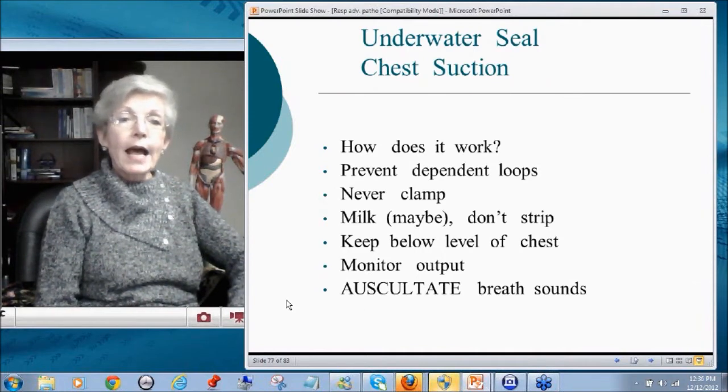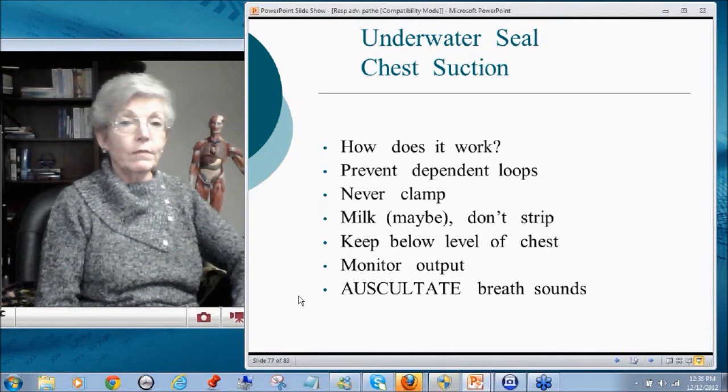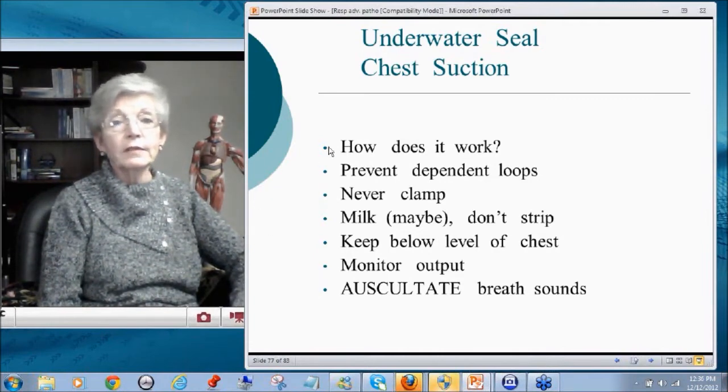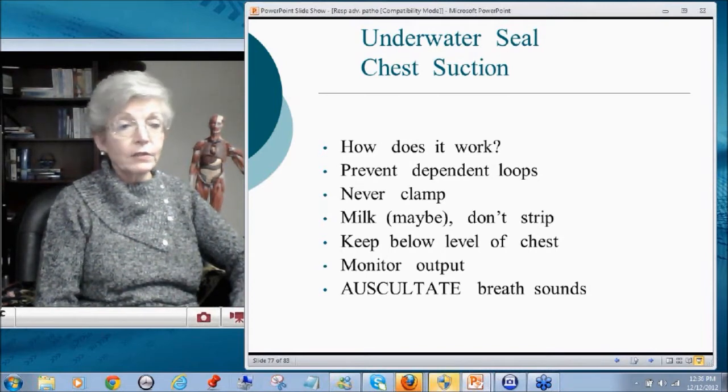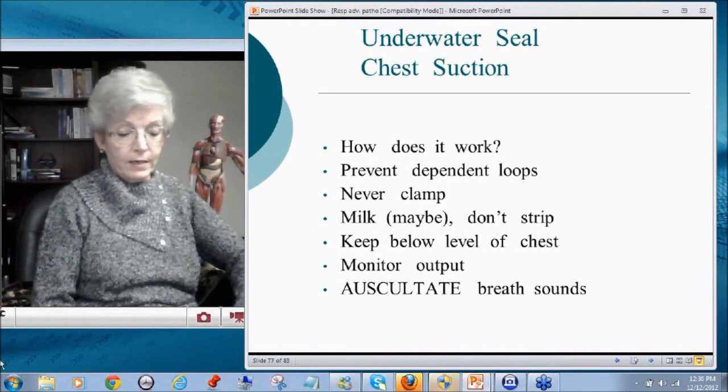So if we have things in the pleural space that need to get out, what do we do? We take it away. We suction it away. So the doctor puts in a chest tube, and we stick that chest tube to underwater seal chest suction. So first of all, how does it work? So let me demonstrate how it works for just a minute.